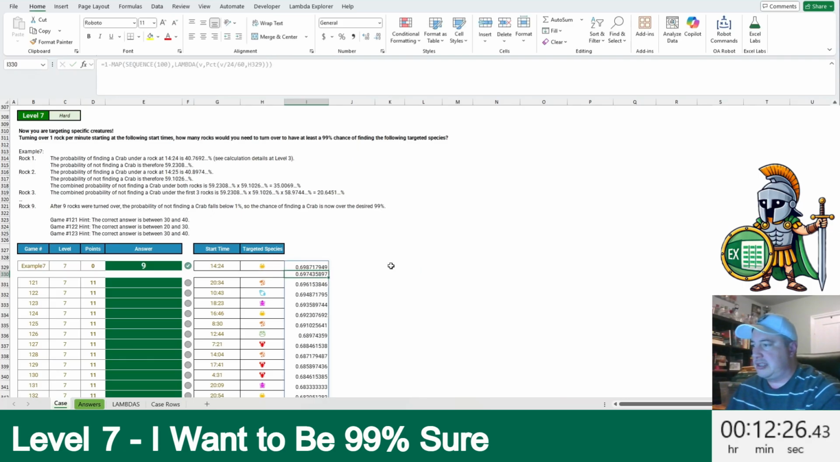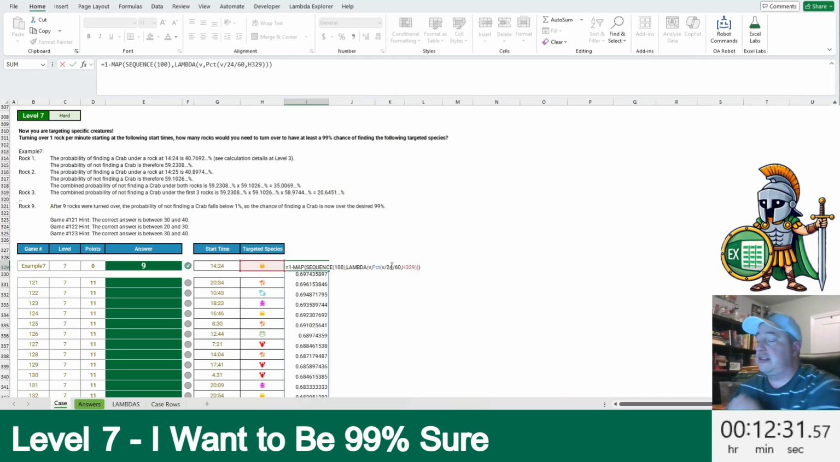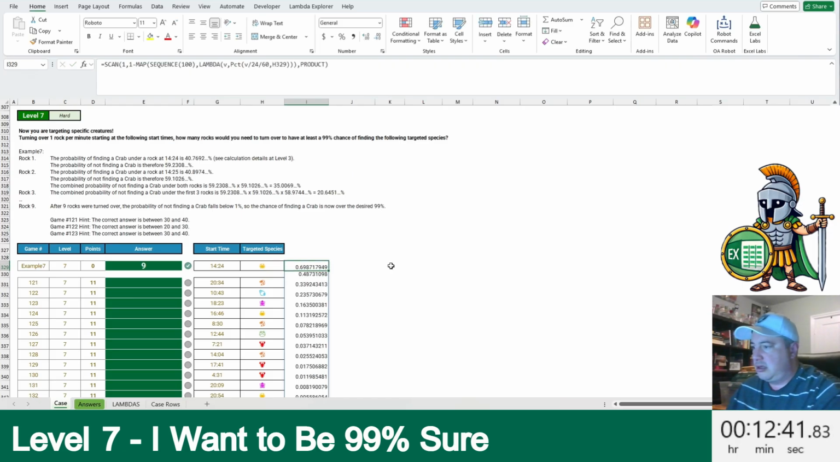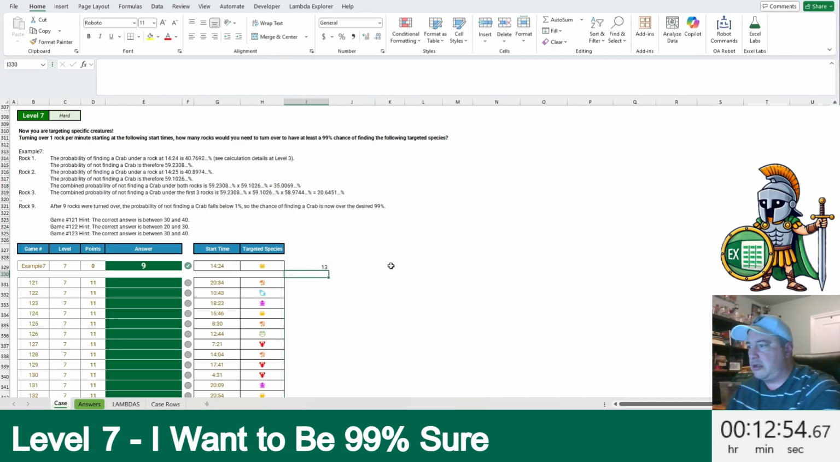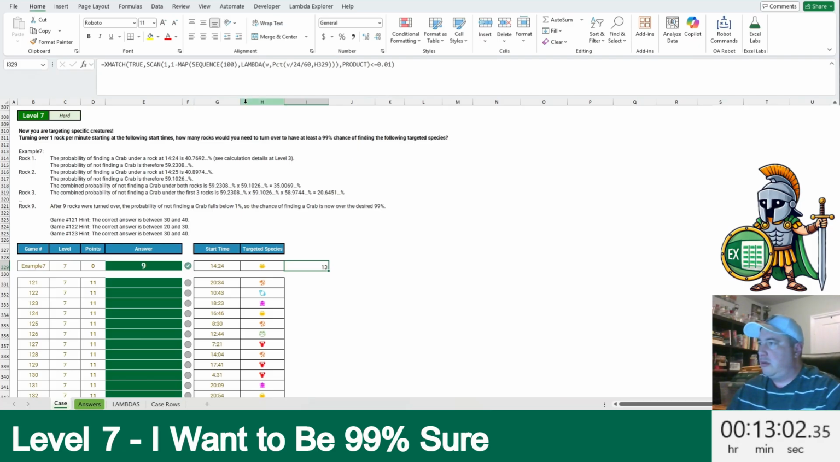Let's do 1 minus. We want to find where probably not. Okay, so now we'll scan that, starting at 1, product. And then we're just going to look for X match, first value that's under 0.01, less than or equal to 0.01. Wrong answer. Why?